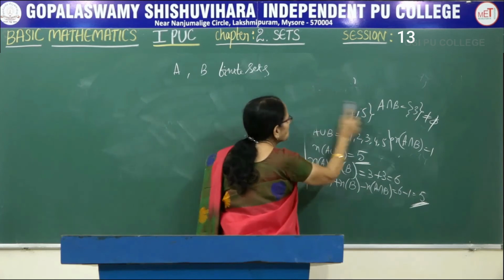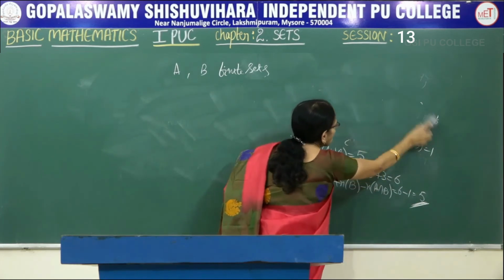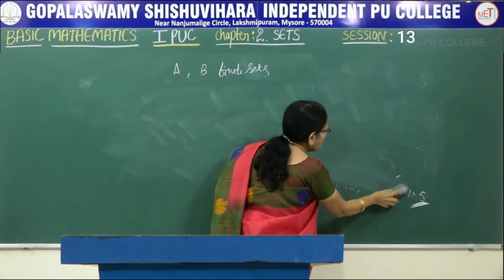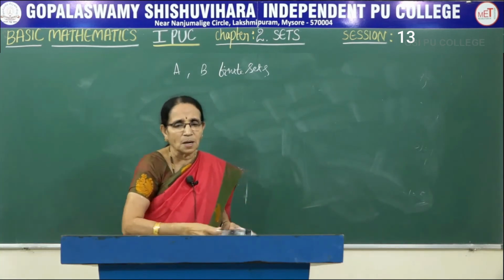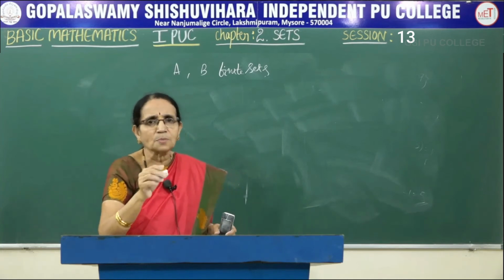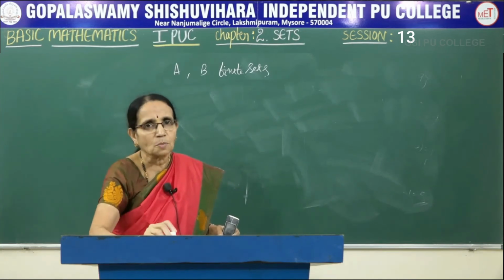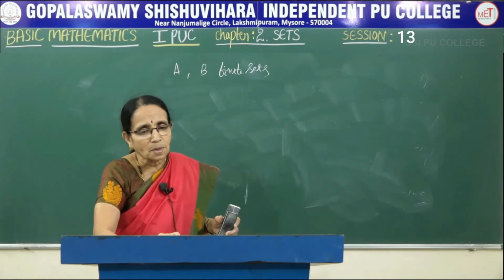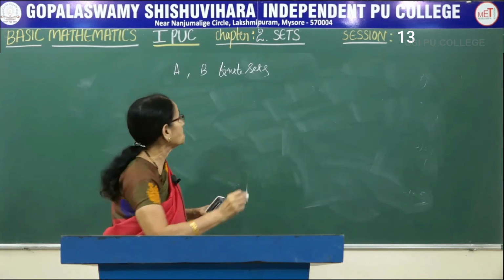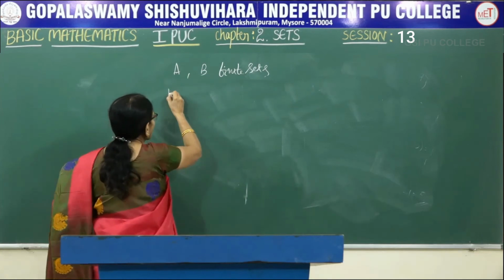Now, these two you have to remember. Of course, the first formula comes as a particular case of the second formula. If there is no common element, N of A intersection B becomes 0; no element would be there. So it is as good as writing one formula, but we write them separately. Now, let me move on to the third formula.